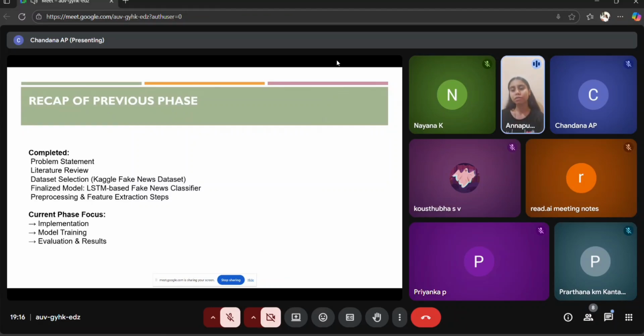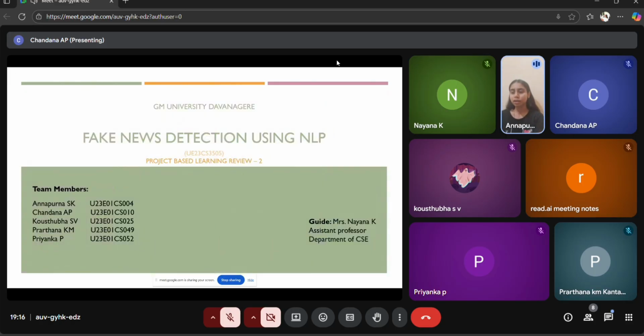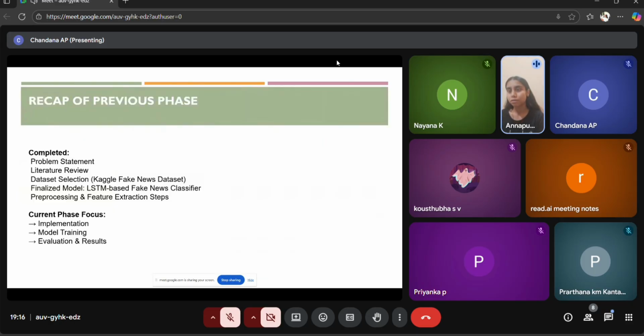I am Annapurna SK from 5th semester BTech CSC, GM University, Davangere. Today we are presenting the review 2 of our project based learning. The topic name is fake news detection using NLP. So the first slide is about the recap of the previous phase.